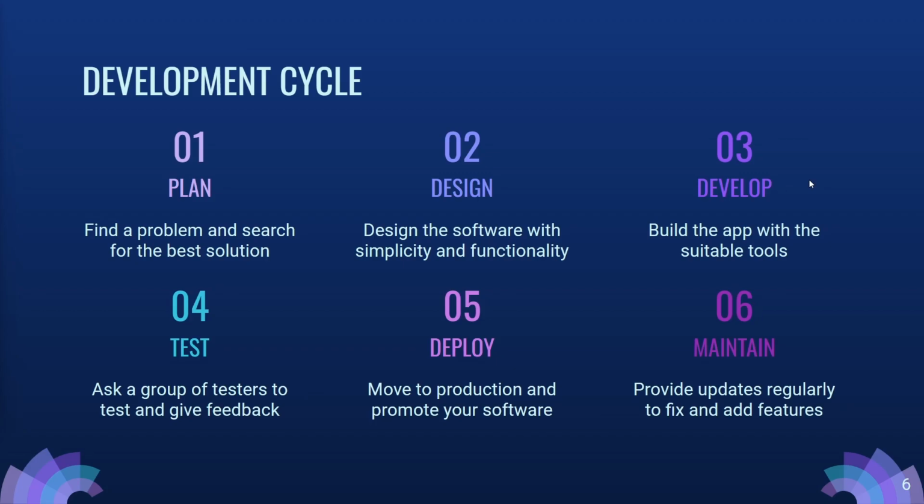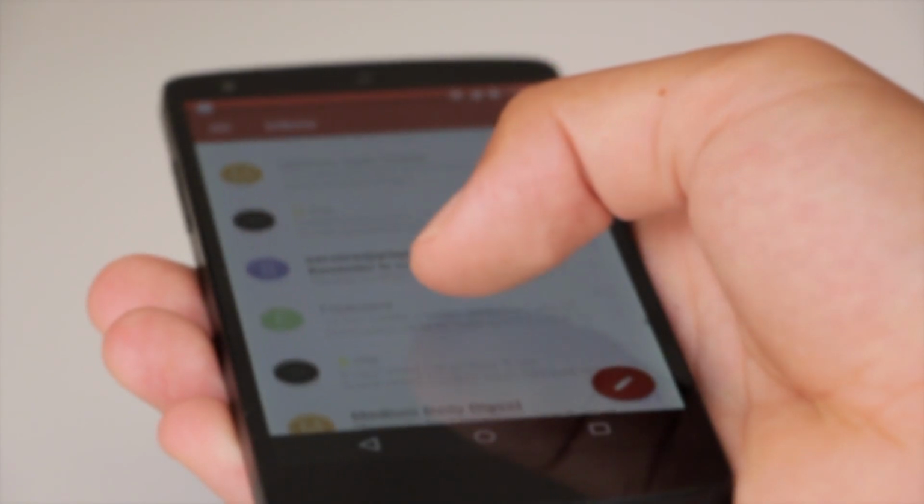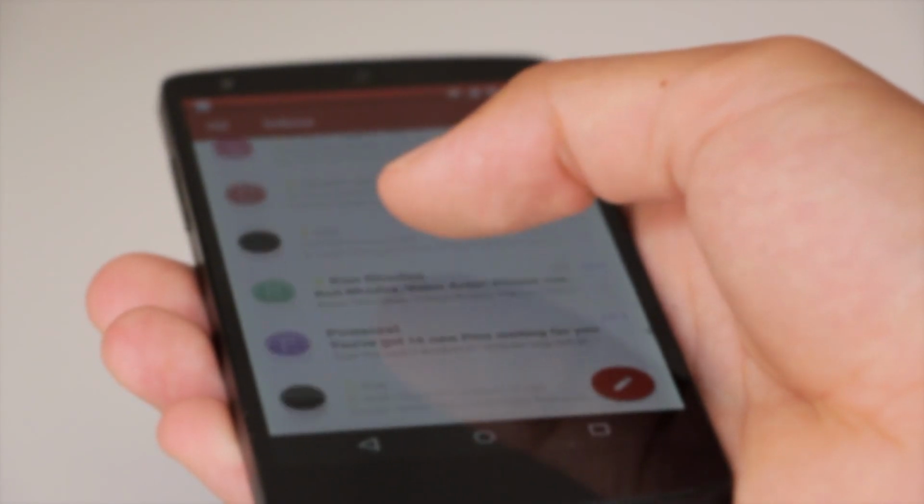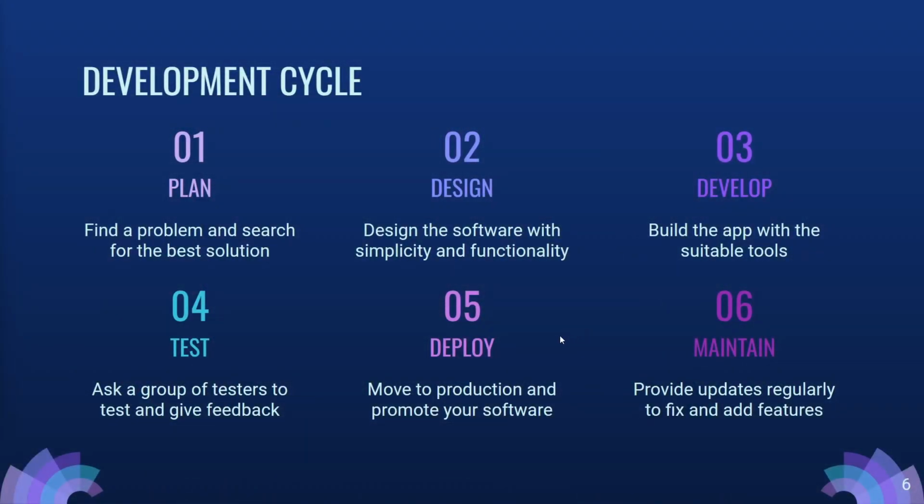Next is developing the software. You would take the design from the designing software and create it with code. You can use suitable tools and frameworks to simplify your work. Next, we have to test our software with a group of testers to make sure the software works perfectly on the client side. Finally, we will deploy the software to the public on various publishing options, and we have to maintain it by fixing bugs and adding more features later on.